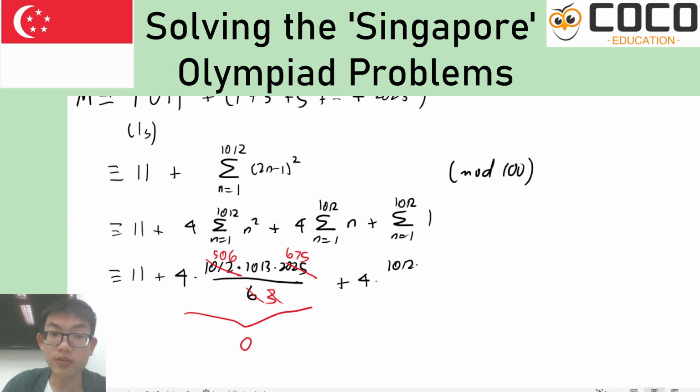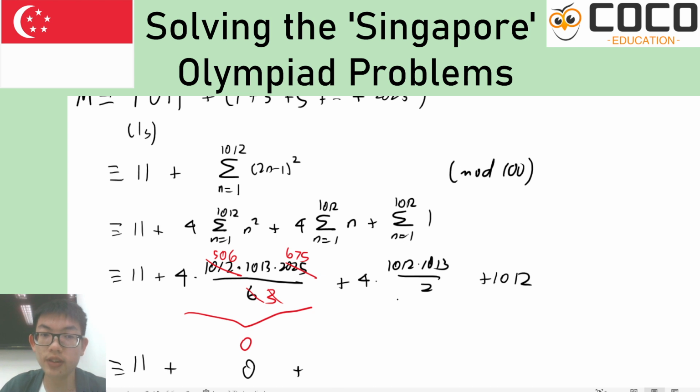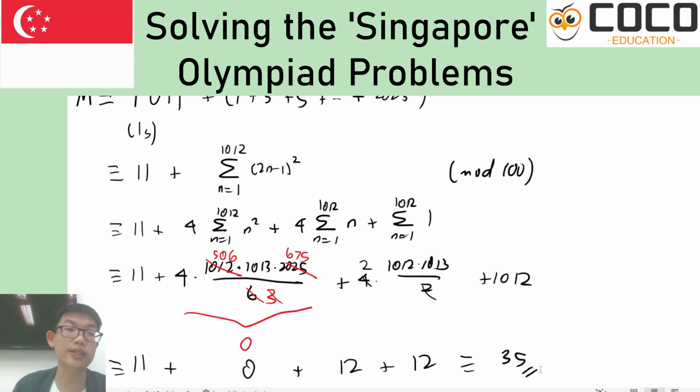So 1012, 1013 over 2. This one's okay. So 11, this is 0. 2 times 12 times 13 will give you a 12, and then this is another 12. So your final answer is going to be 35 as your last 2 digits of m.